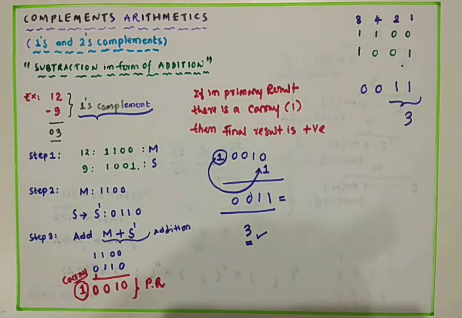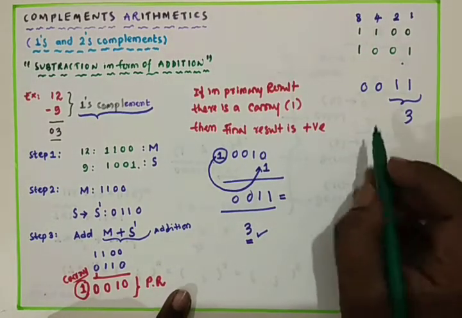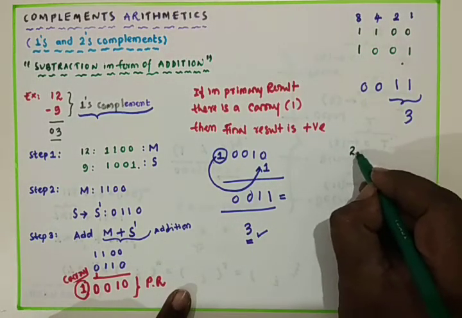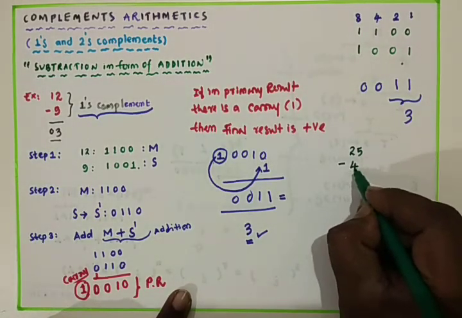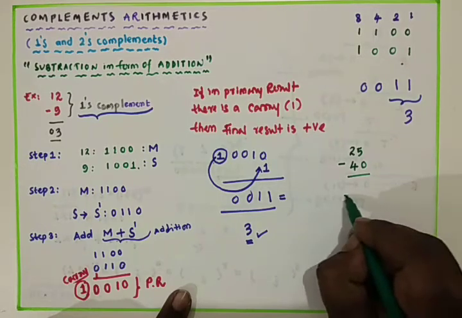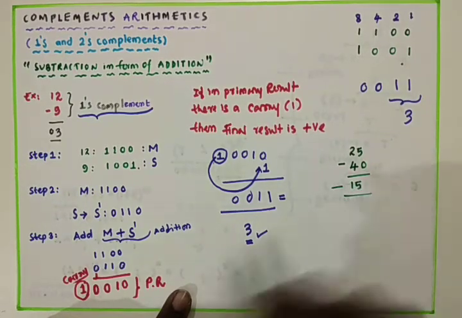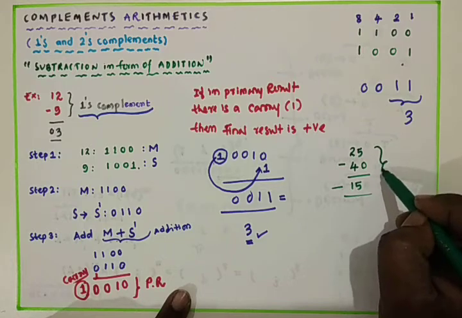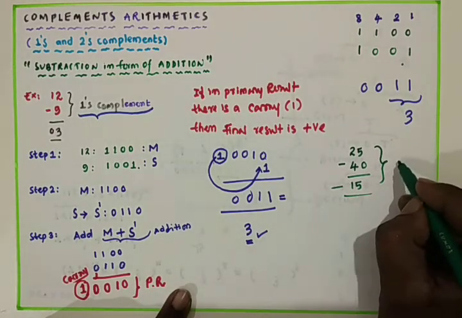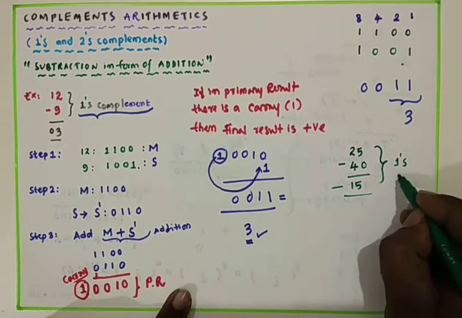Then I am going to explain one more example. That is 25 minus 40. What is the answer? We know the answer is minus 15 only. 25 minus 40, and the answer is minus 15. We have to get this by making use of 1's complement.